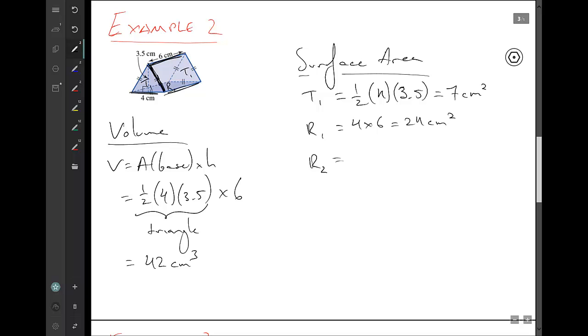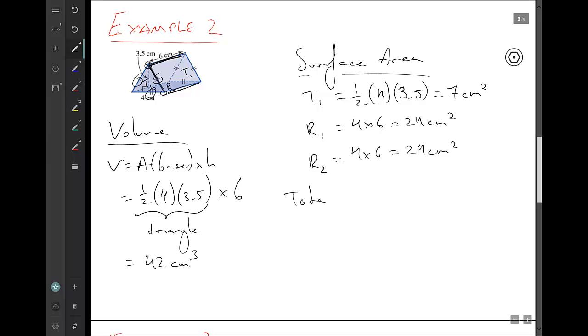Now, notice that we're not actually told the length from here to here. But again, if we get rid of all this mess, we can see that we have these symbols there, which indicate that all sides are the same. So actually the slope will also be 4 centimeters. And so R2 will actually be 4 times 6 equals 24 centimeters squared as well.